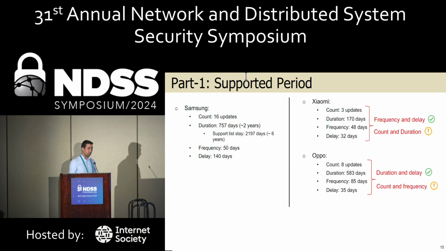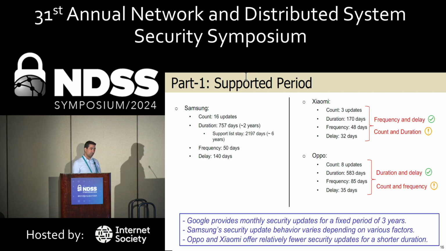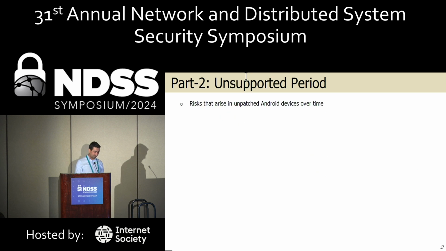On the other hand, for Xiaomi and Oppo, we found that they receive relatively fewer security updates with a better delay metric. Therefore, our conclusion from this analysis is that Google provides monthly security updates for a fixed period of 3 years, while Samsung security update behavior varies depending on the factors that we will see in this presentation later. And finally, Oppo and Xiaomi offer relatively fewer security updates for a shorter duration.